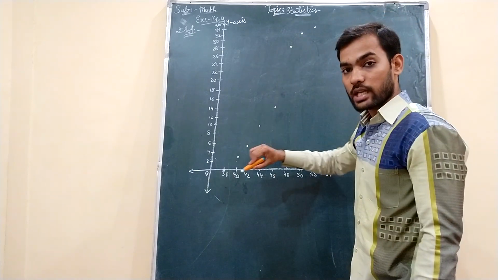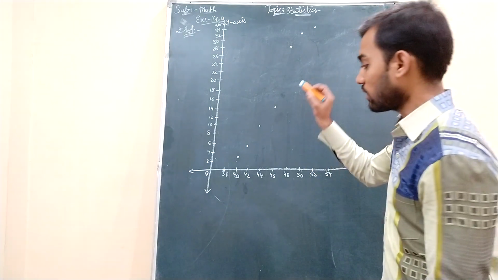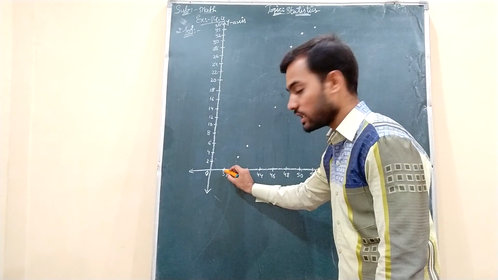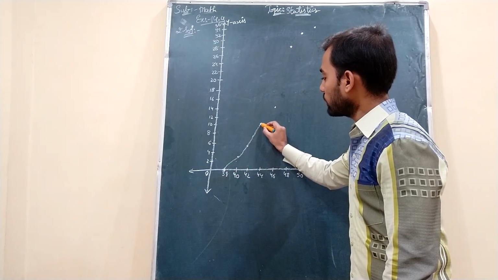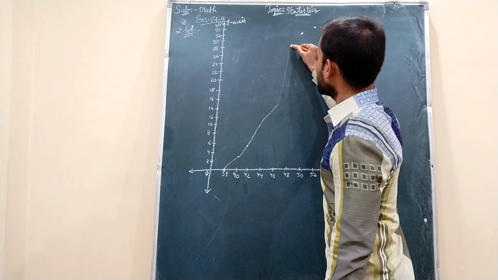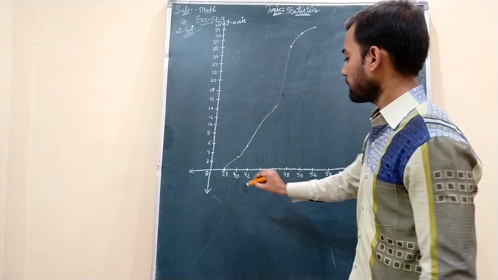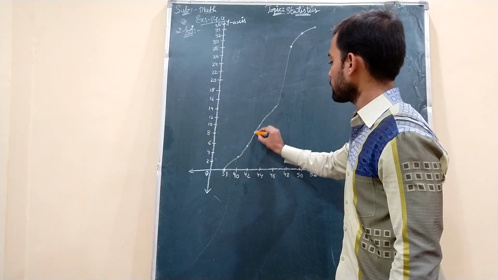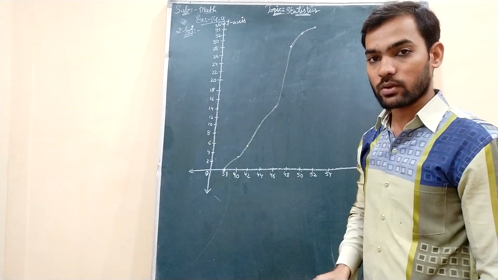Okay students, so we have plotted all the points. Now using freehand you need to join all these points, starting with this one. Okay, 38, 40, 42, 44, 46, then 48, 50, 52. Okay? When you join like this freely, this is your less than ogive.